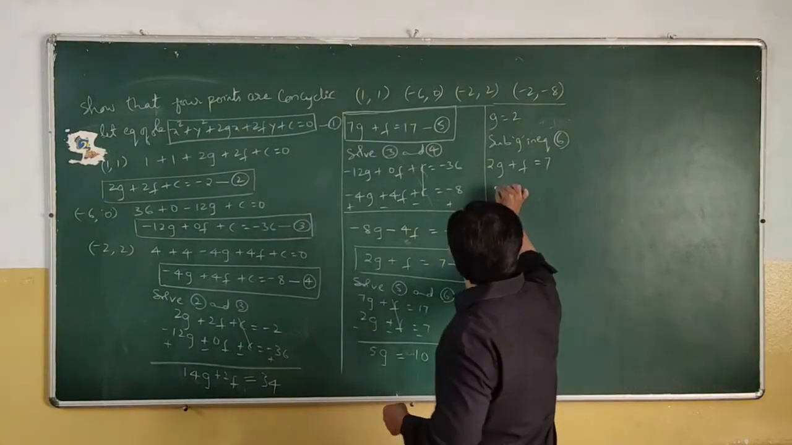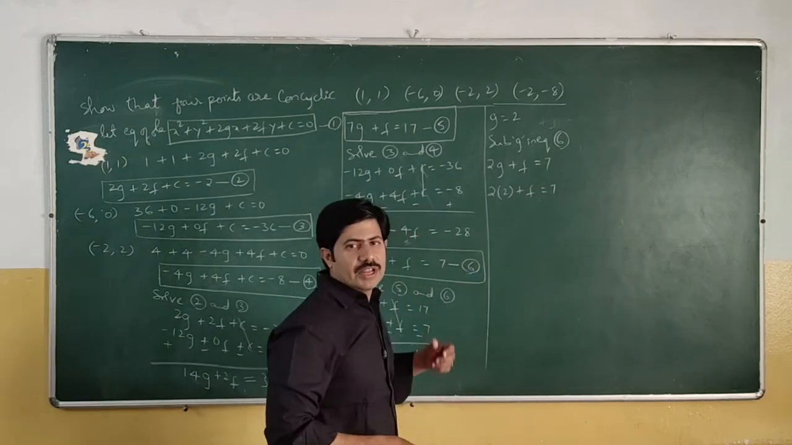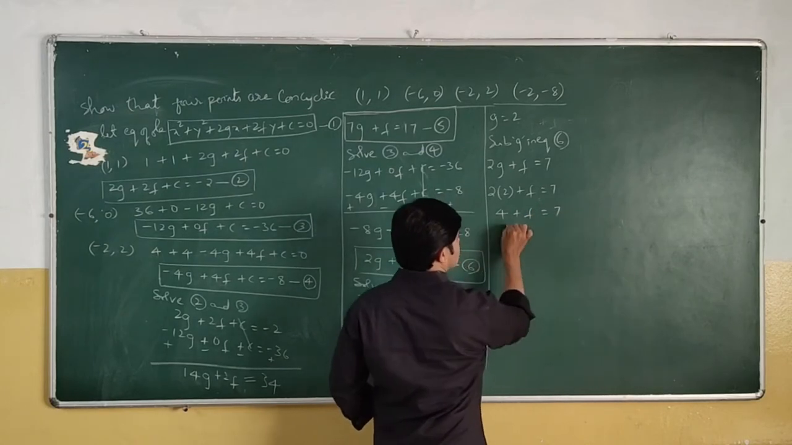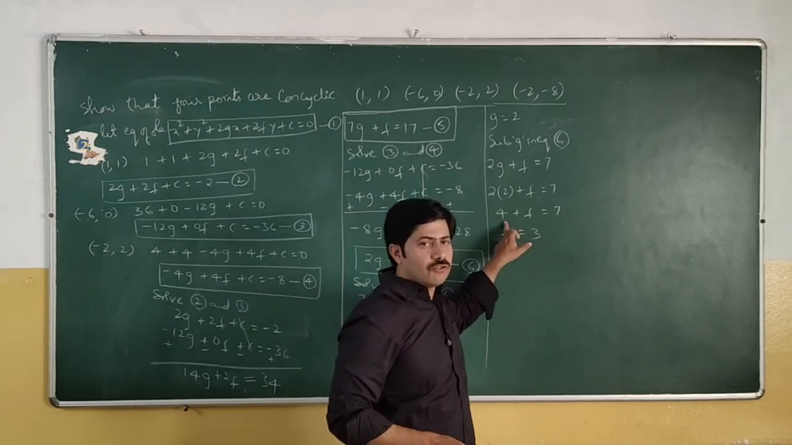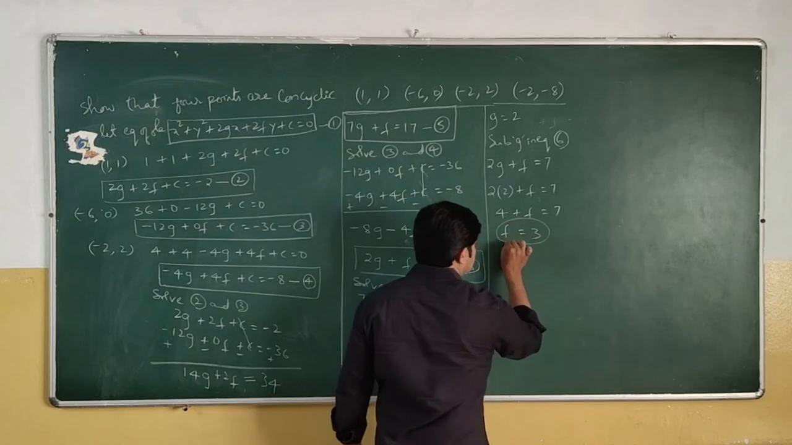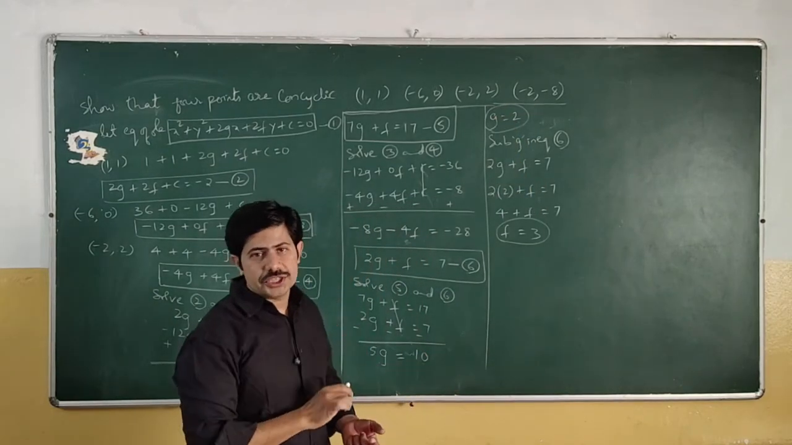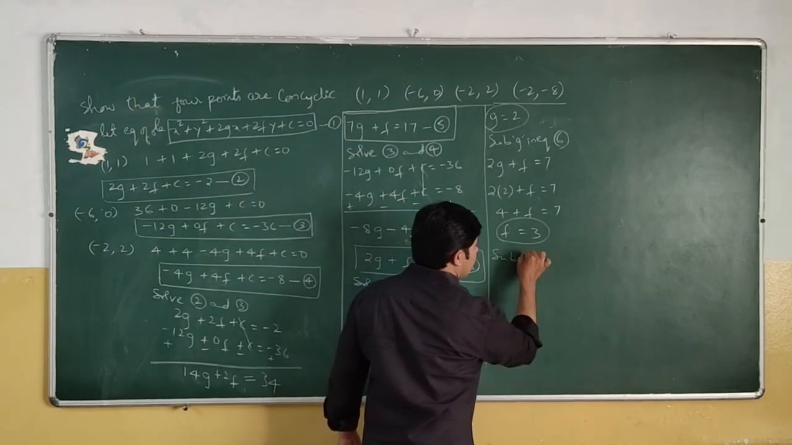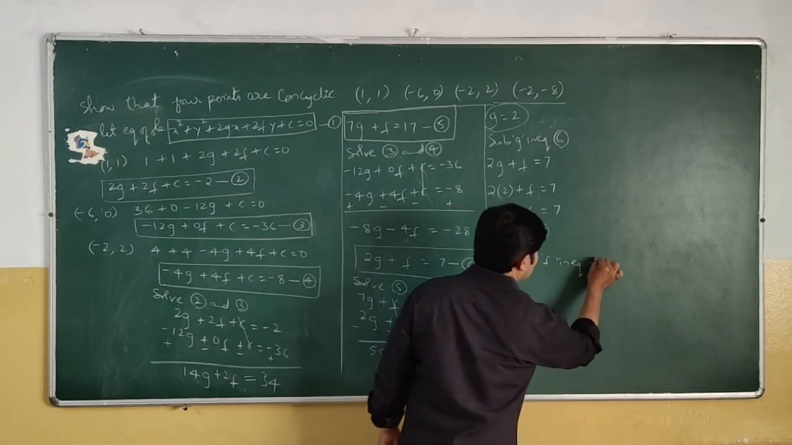Now I am substituting G as 2: 2 times 2 plus F is equal to 7. So we get 4 plus F is equal to 7. So F is equal to 7 minus 4. What is 7 minus 4? 3. So the F value is 3, and the G value is 2. Now we have two known values, F and G. So now substitute G and F in equation 2.